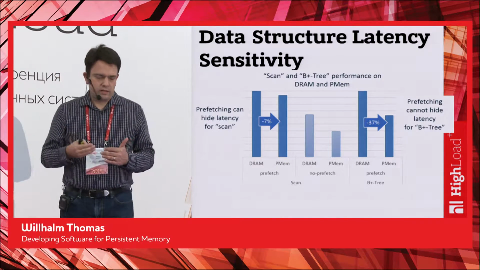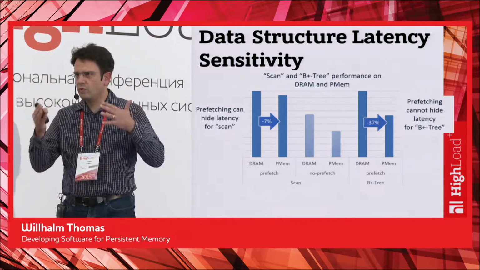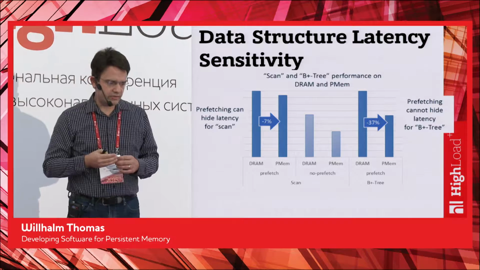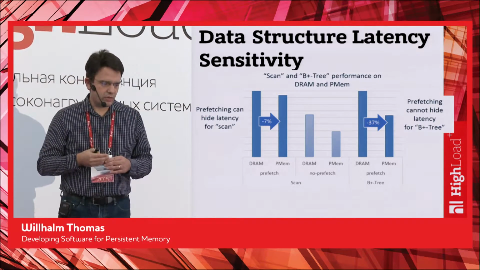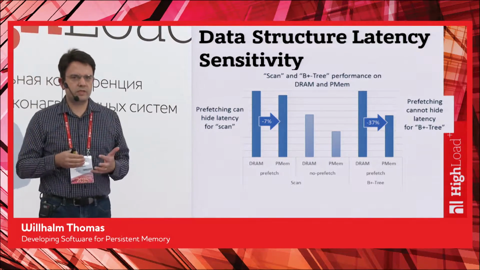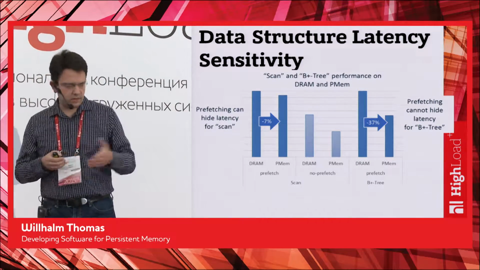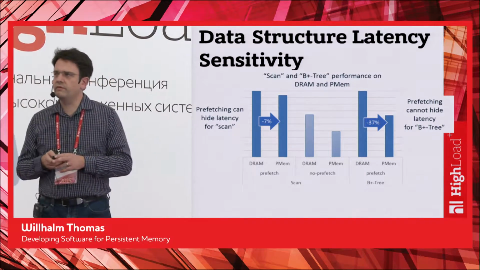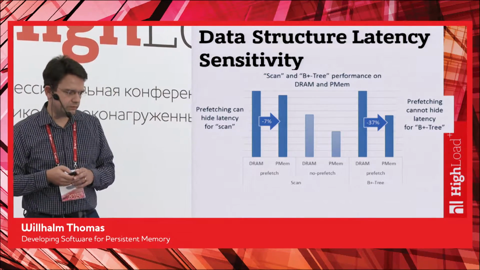On the other hand, if we look at the B+ tree and have more random access when walking through this tree, the performance hit is more significant. So moving a B+ tree from DRAM to persistent memory will give you a larger performance hit. In this study, we examined 37%.